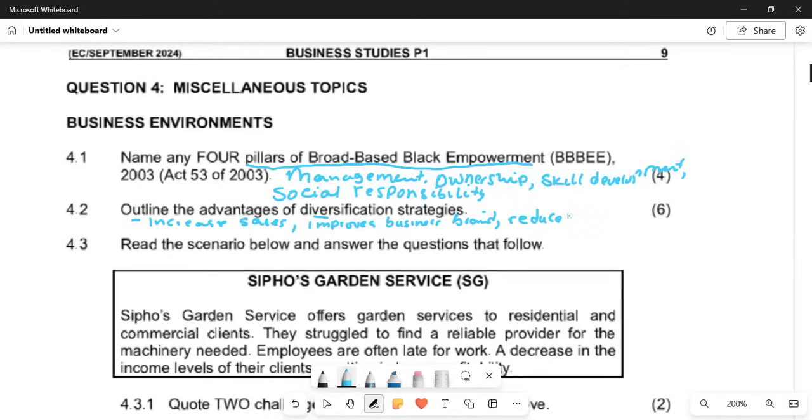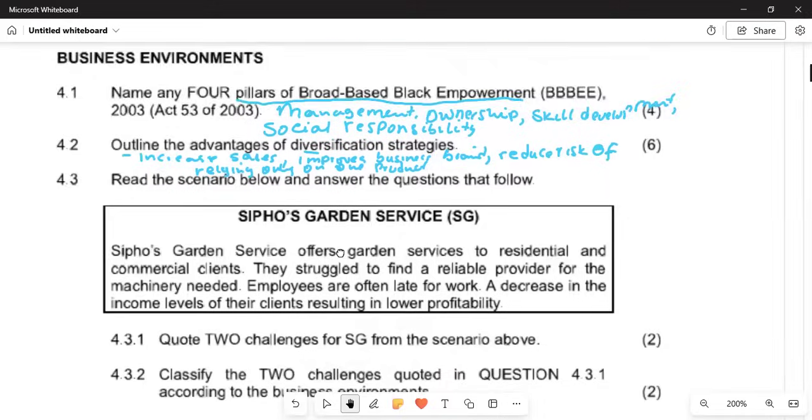Reduce risk of relying only on one product. So that is that. Now we are moving on to question 4.3.